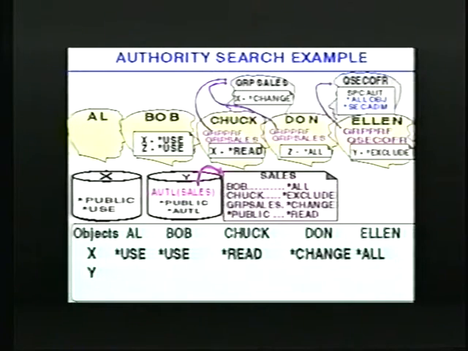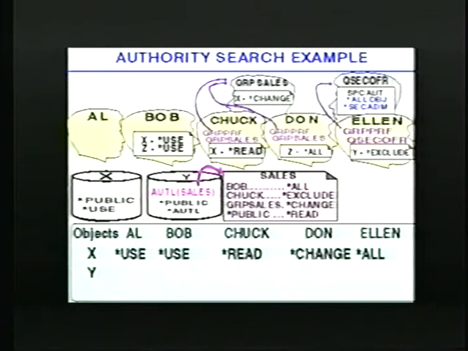Object Y has an authorization list called sales, with Bob, Chuck, and group sales, and there's a public authority of read on the sales authorization list, and the public authority for object Y is *AUTL.